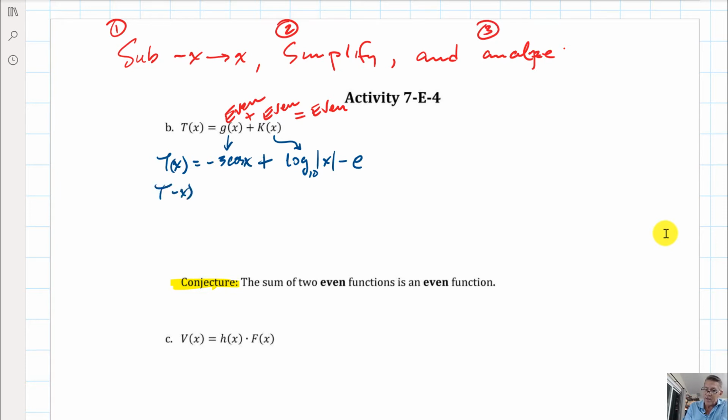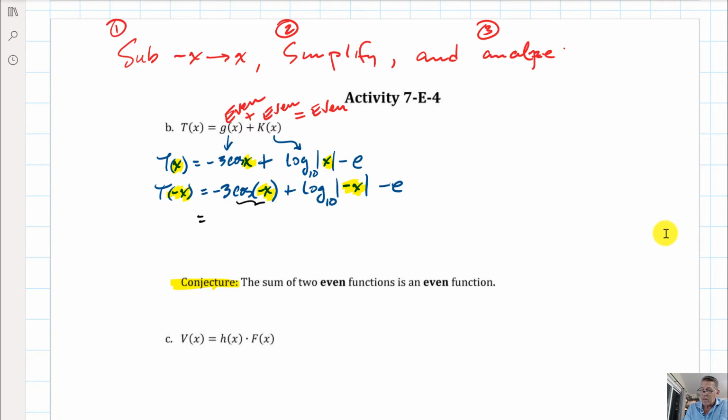We're going to substitute in negative X. Now I have to substitute it wherever I see X, and it's in 2 different positions. So I get negative 3 times the cosine of negative X plus the log base 10 of the absolute value of negative X, and then minus E. So notice that I substituted in here and here, okay? All right, now I simplify. So step 2 is simplify.